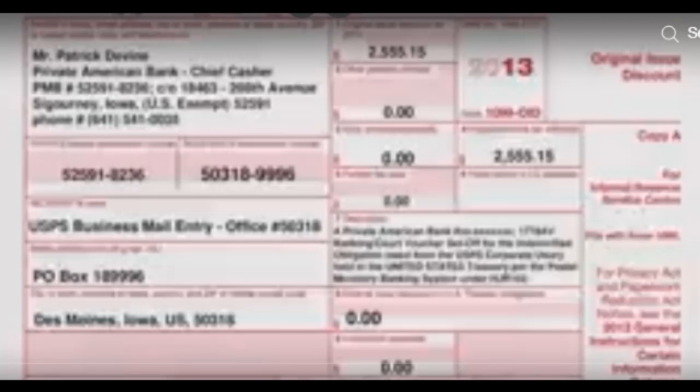Introduction. This document provides an educational overview of the legal and financial interpretations related to the use of 1099 OID forms, Articles of Confederation, banking concepts, and equity law principles.